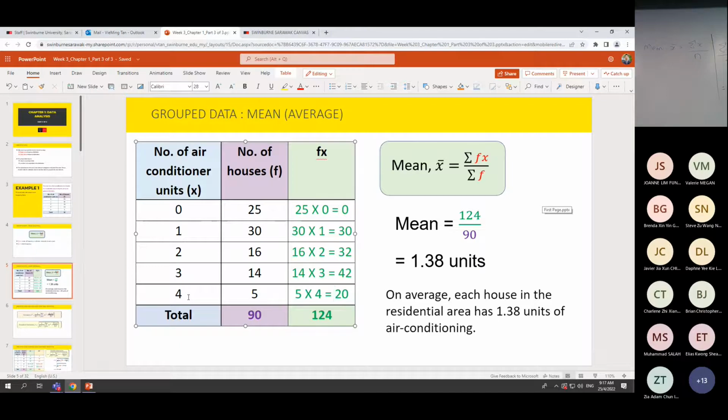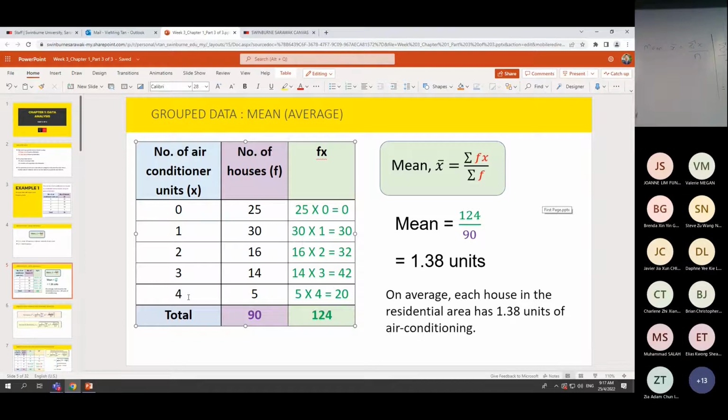So what's the meaning of 1.38 units? That means that on average, each household in KL has 1.38 units of air conditioner at home. Each household installs 1.38 units of aircon at home. That is the meaning of mean.